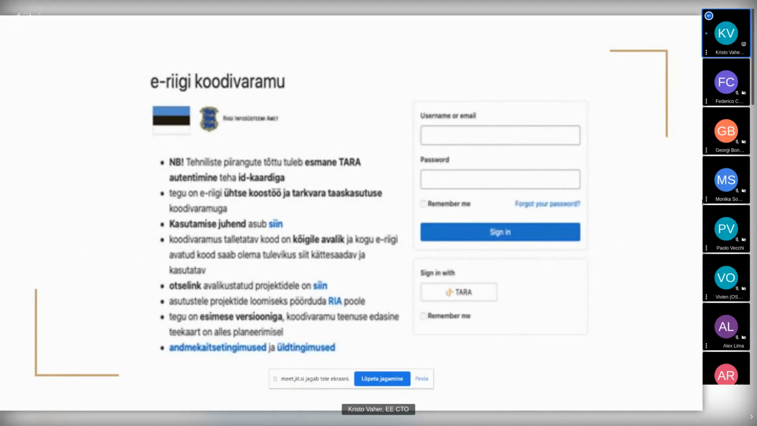A few years ago, we set up our own public code repository. This is different from the JoinUp. This is essentially Estonia's own GitLab deploy, again, based on open and free software. And we call it Koodivaramu, which is code repository in translation, and e-riik or e-riigi, which is our digital government, or e-country, e-government type of thing.